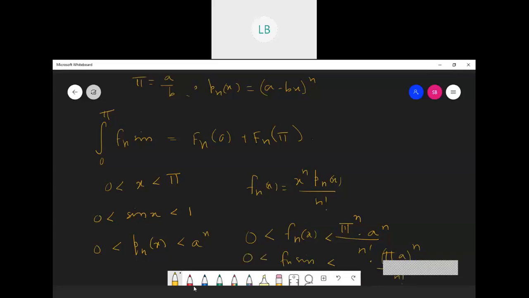So is the whole discussion clear to all of you here? Like we concluded that f of sine x, when x is in 0 to pi, should be greater than 0 and less than pi a whole power n by n factorial. So is it clear to all of you? Let me know.